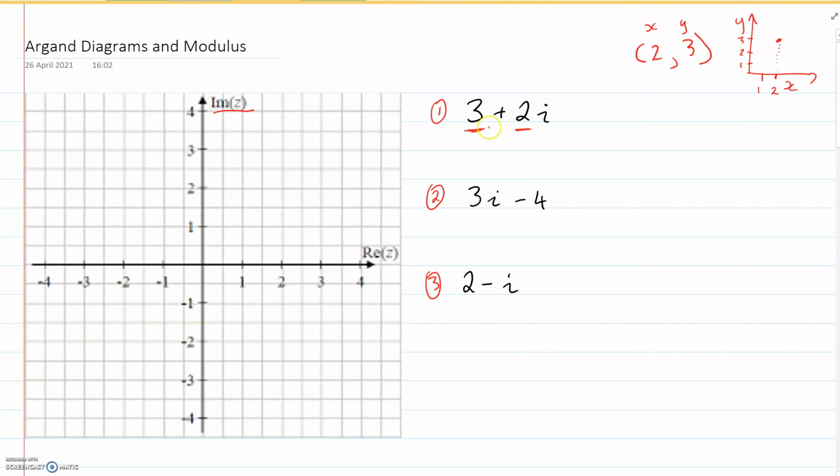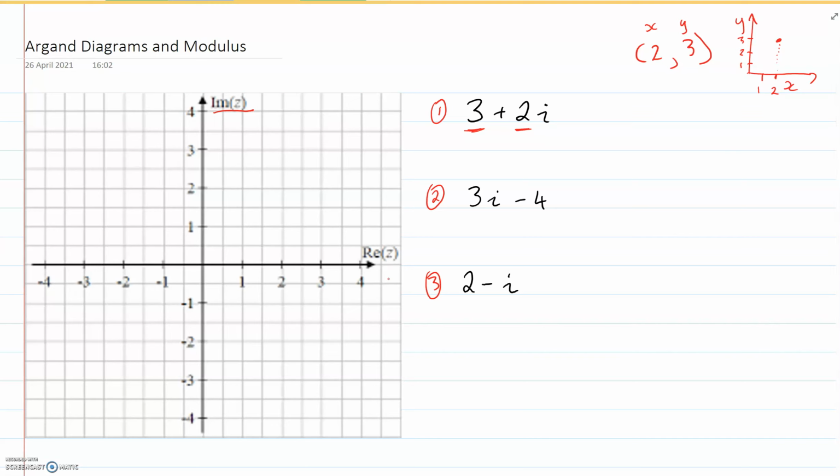The real numbers, the part that doesn't have an i on it, are on what we would call the x-axis, but we call it the real axis in an Argand diagram. So really, your y-axis becomes an imaginary axis and your x-axis becomes a real axis. And you plot them exactly as you would have done in first year.